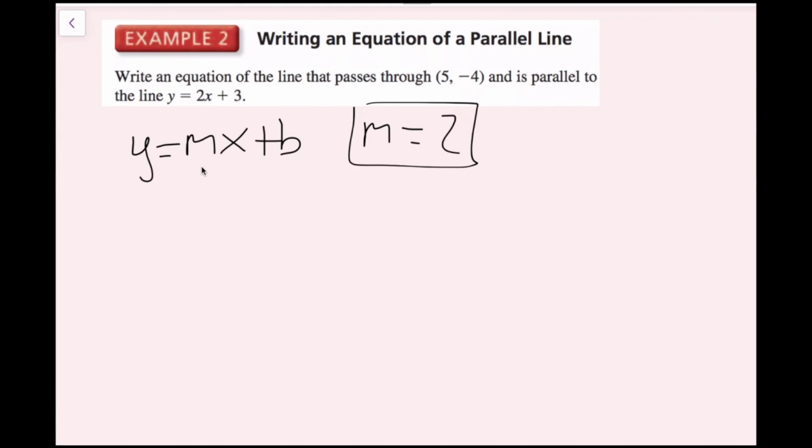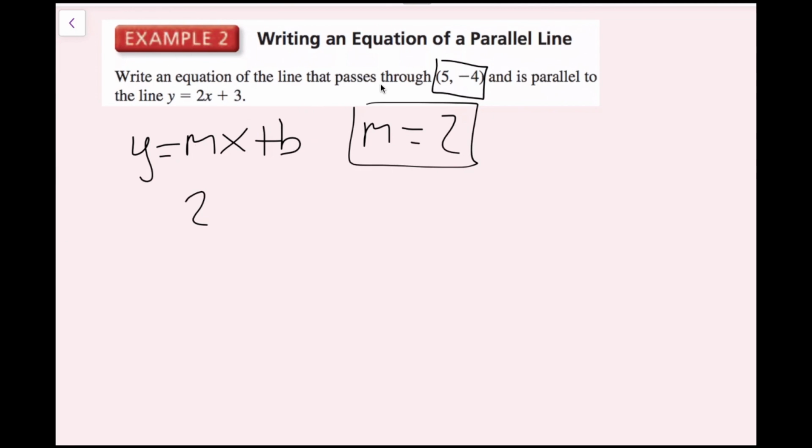Anyway, I can plug that in for m, and that's going to be 2 here. But I also have this point right here, 5, -4. So what I can do is I can plug these components in for x and y. Remember, my first value is x and my second value is y. And then I can simplify and solve that equation to find what my y-intercept b is, and then I will have the equation to my line. So let's do that right now.